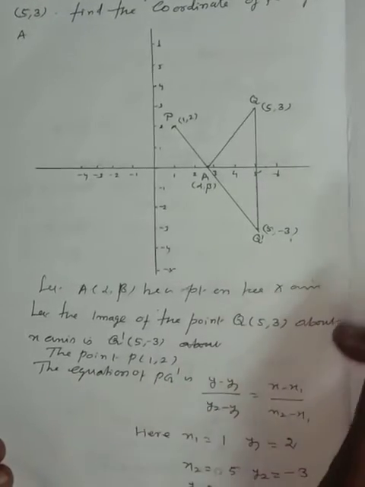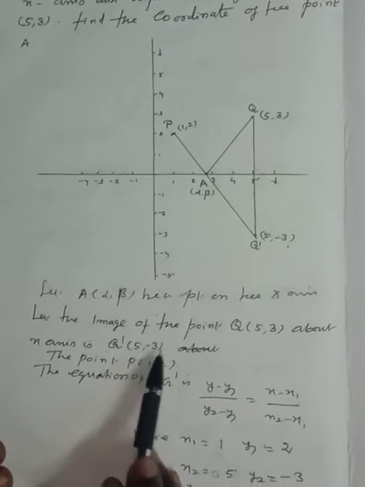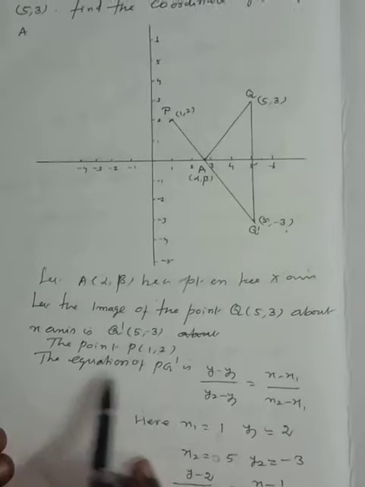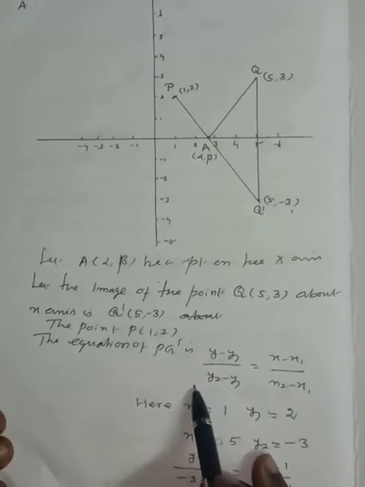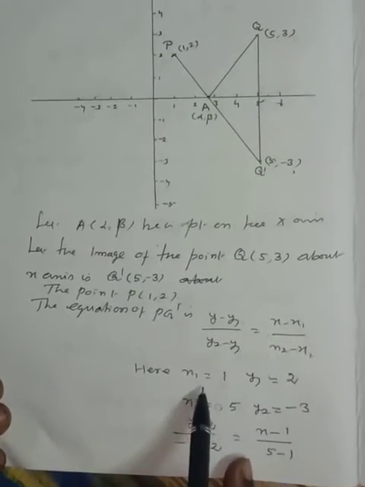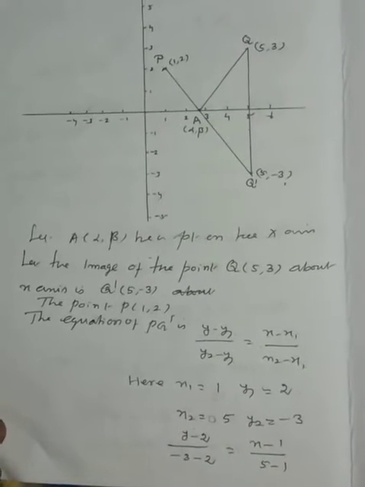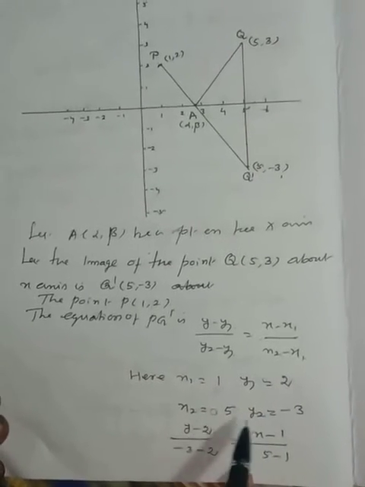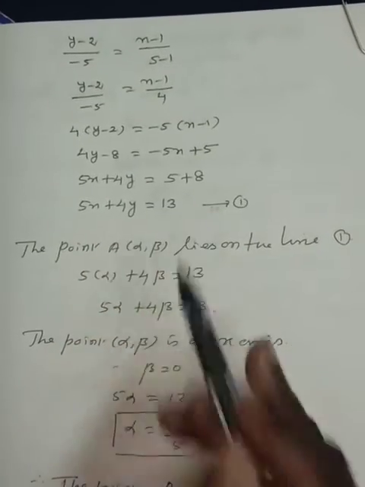So, using the point P of 1, 2 and Q dash, 5 comma minus 3, taking these 2 points, we get a straight line. Equation of the straight line PQ dash using the 2 point form: y minus y1 divided by y2 minus y1 is equal to x minus x1 divided by x2 minus x1. Here x1, y1 is 1, 2 and x2, y2 is 5 comma minus 3. Substitute. We get 5x plus 4y is equal to 13.